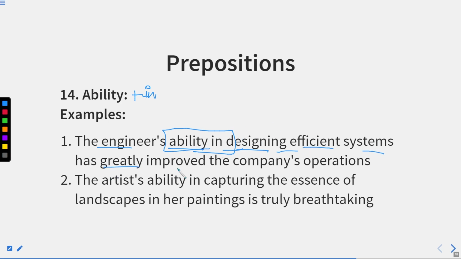Efficient systems has greatly improved the company's operations. The artist's ability in capturing the essence of landscapes in her paintings is truly breathtaking. So, ability in means his skills in doing that particular thing. Now, let us move to the next one.